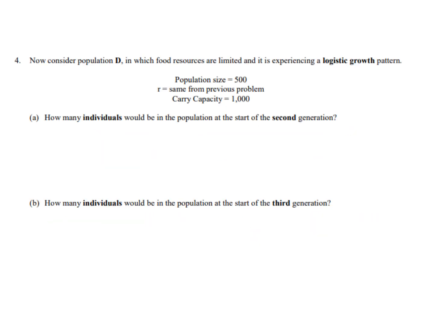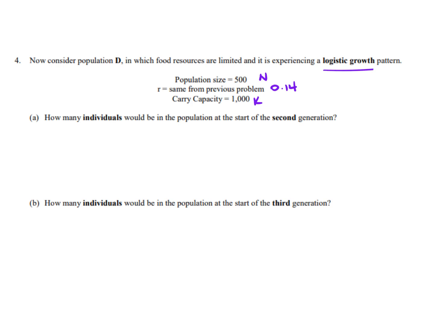So this problem says, now consider population D in which food resources are limited and it's experiencing logistic growth. That's going to be important, that it's logistic growth. It gives you the population size, which is N. It says R from the previous problem, so you need to look at number 3 and discover that the R value from number 3 is going to be 0.14. I'm going to write that there so I don't forget. And the carrying capacity is going to be 1,000. Carrying capacity, remember, is the K.